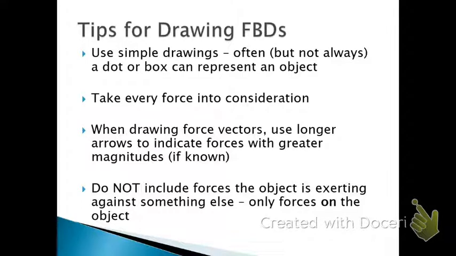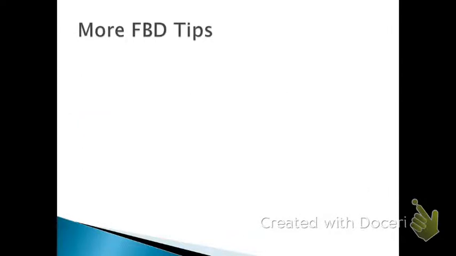All right. So when you're confronted with a free body diagram problem, again, use simpler drawings. A lot of times I simplify objects down into boxes or just points. Use longer arrows if you know that that force is stronger, and do not include the forces that the object is exerting on something.